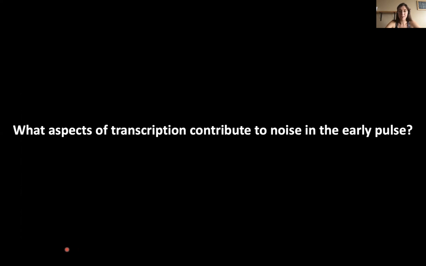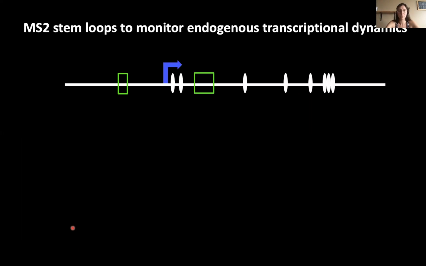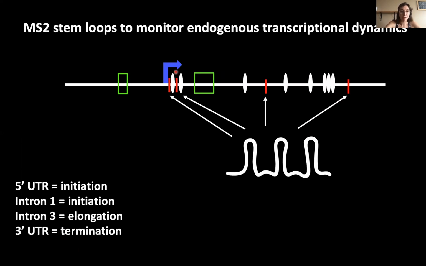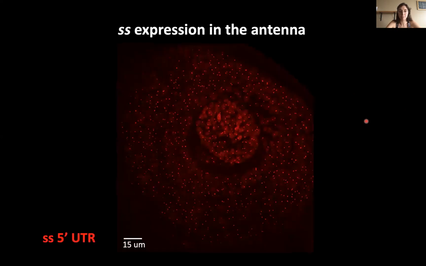Now that we have an assay, we want to know what aspects of transcription contribute to the noise in the early pulse. I've created 4 different lines of flies to do this, each that contain insertions of MS2 stem loops into the endogenous gene locus at different positions. I have insertions in the 5' UTR and the first intron to measure initiation, the third intron to measure elongation, and the 3' UTR to measure termination.